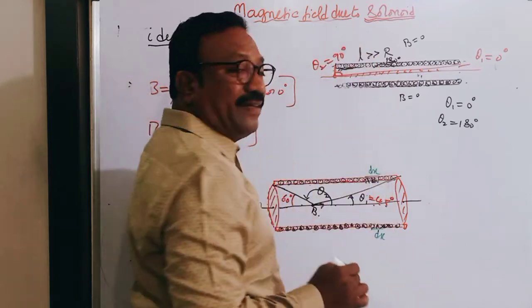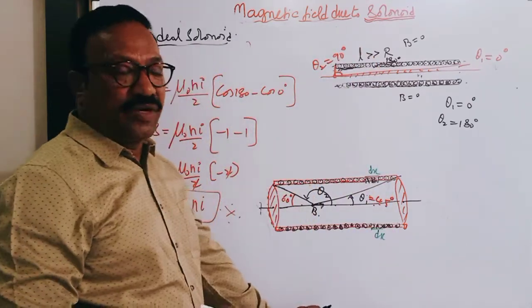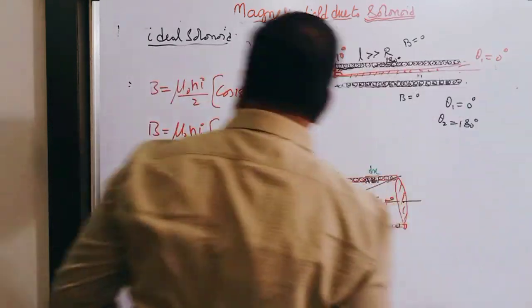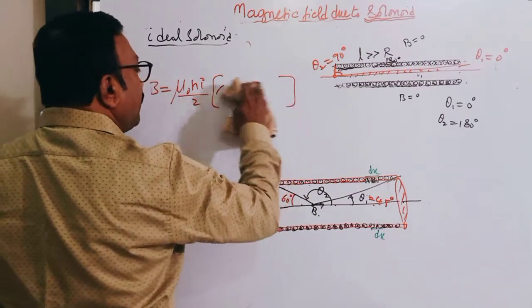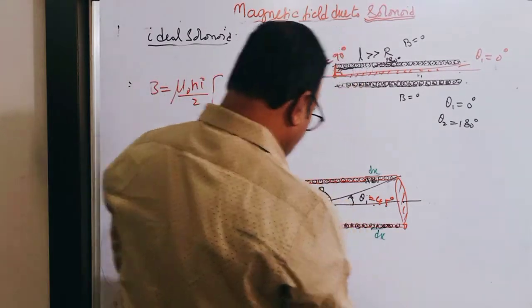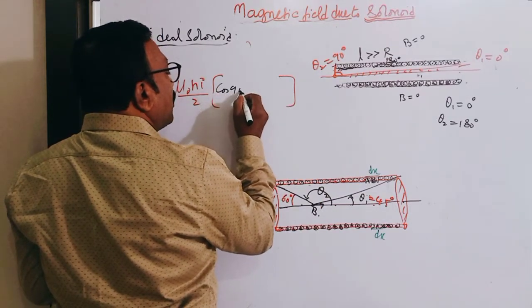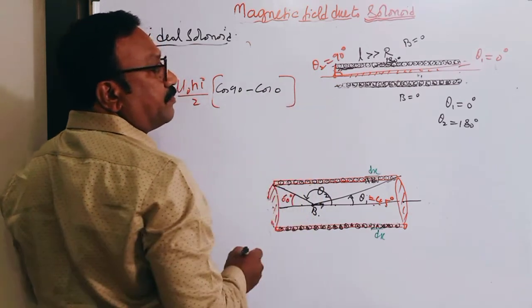Theta 2 is 90 degrees. If you want to calculate the magnetic field at the edge of the ideal solenoid, then the theta 1 and theta 2 values are known to you now. So let me substitute in this formula in the place of theta 1 and theta 2. So cos theta 2 is cos 90, and cos theta 1 is cos 0.